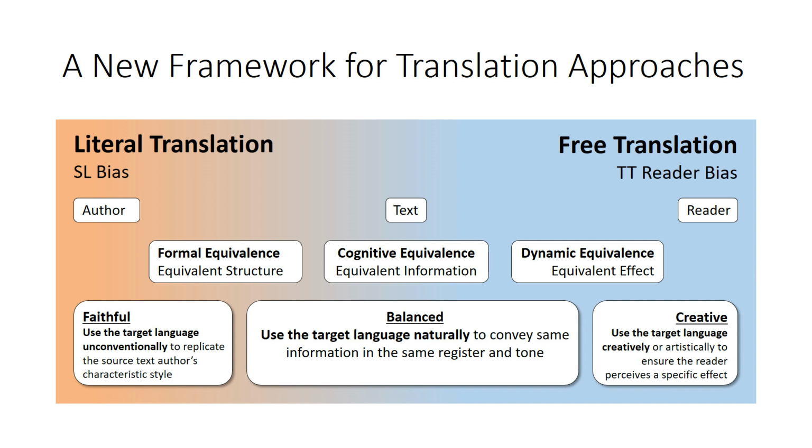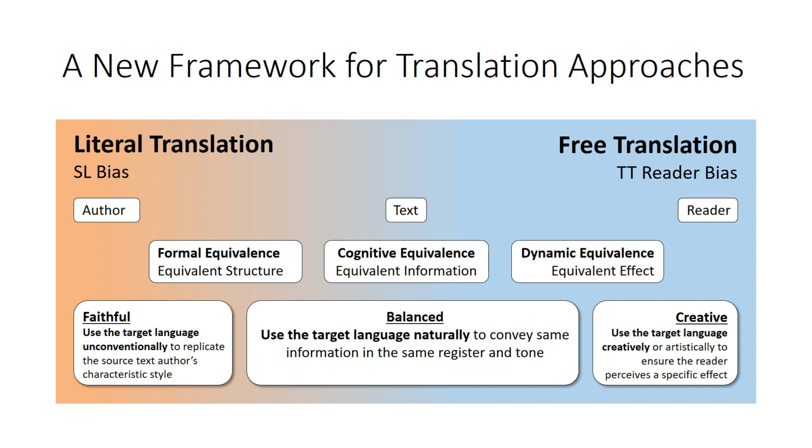So if we adopt the balanced approach to translation, we're using the target language naturally to convey the same information, the same message, in the same register and tone, so that the target text reader has a very similar experience to the source text reader. Same information, equivalent effect. We're going to use the language naturally. That's a balanced approach to translation. 90% of the time, I would estimate.